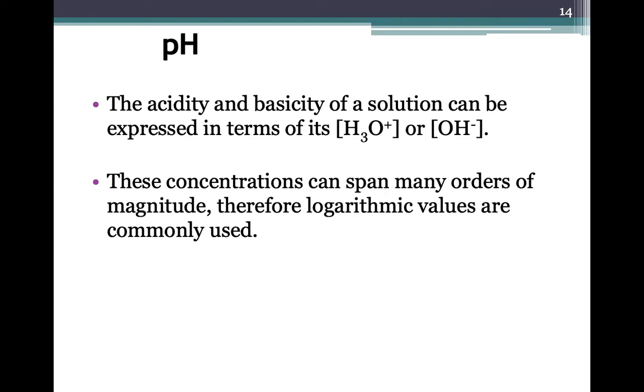And these can be very large numbers, or very small negative exponents. So it can go from basically 0.1 to 1 times 10 to the negative 14th. That's a lot of orders of magnitude. And that's why we use the negative log of the hydrogen ion concentration to compress that scale and make it easier to deal with.